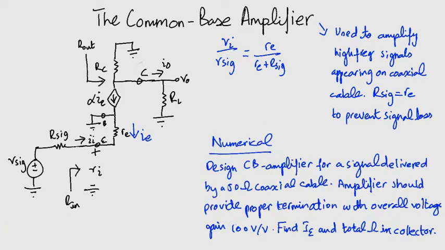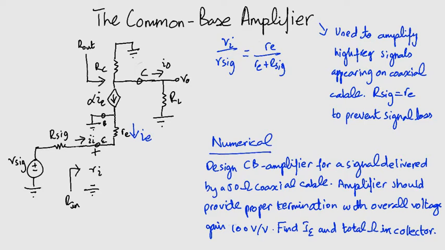Here we are. You have to design a common base amplifier for a signal delivered by a 50 ohm coaxial cable. The amplifier should provide proper termination for the cable and an overall voltage gain of 100 volts per volt. Find IE, the DC bias current, and the total resistance in the collector circuit. Now you might have noticed that there is very limited space on the screen. But this is a very simple numerical, so I don't need much space to solve it.